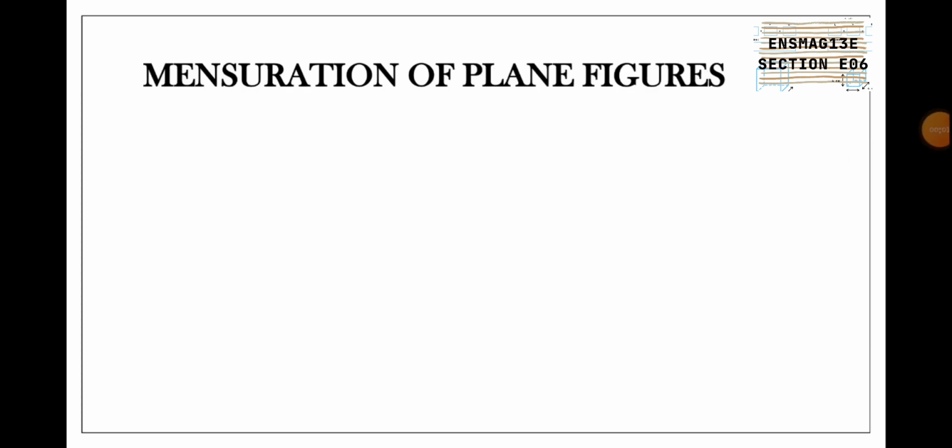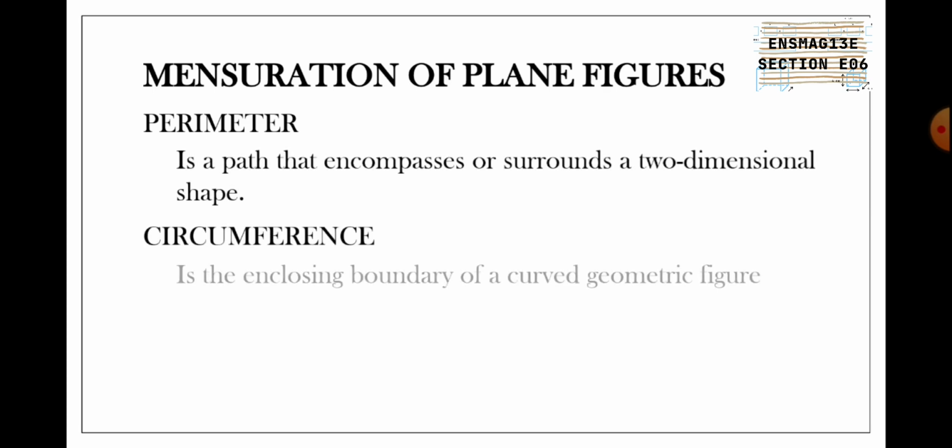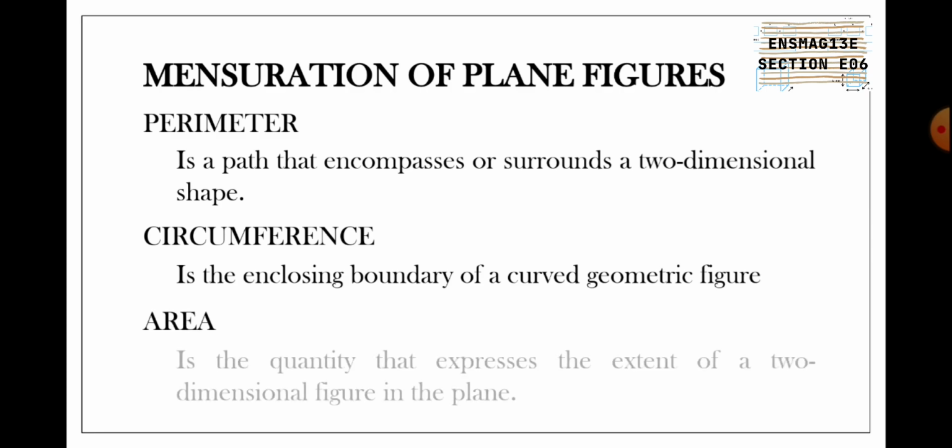In mensuration of plane figures, we have three common mathematical terms vital to different engineering applications. The three terms are the perimeter, the circumference, and the area. Perimeter may be used either for a path or its length in one dimension. It can be thought of as the length of the outline of a shape.